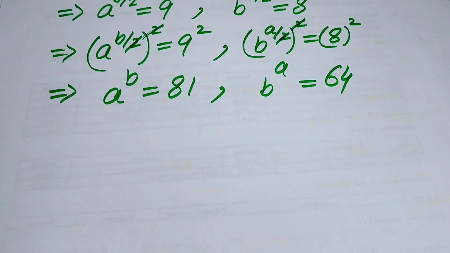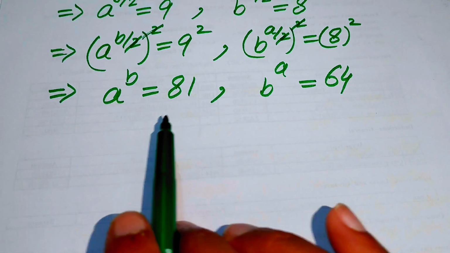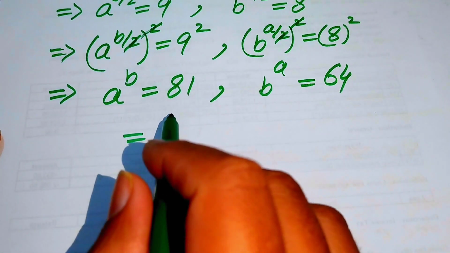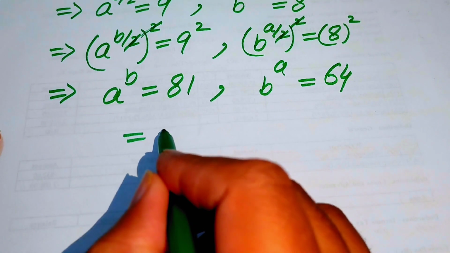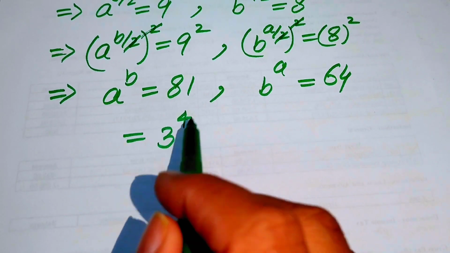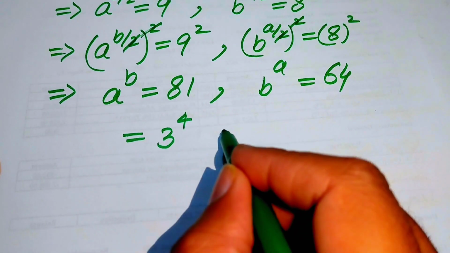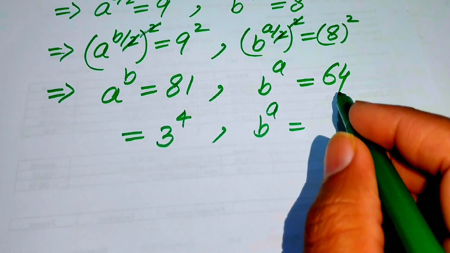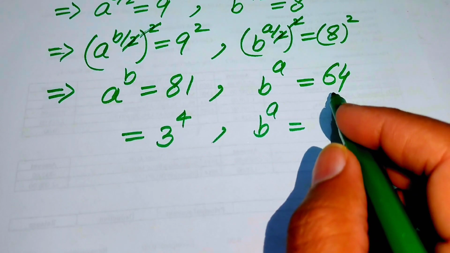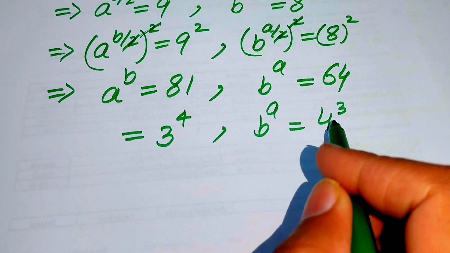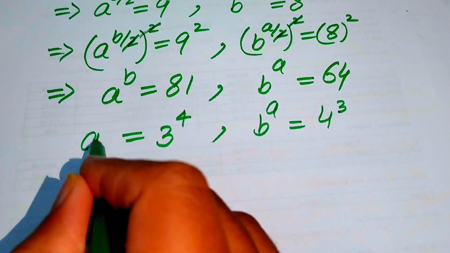So we get these two cases, and now we focus on the right hand side on both of the cases, and we have 81, and we write this 81 as 3 to the power of 4, because we know that 3 to the power of 4 equals 81. And similarly in this case, we have 64, and we write this 64 as 4 to the power of 3, because 4 to the power of 3 equals 64.